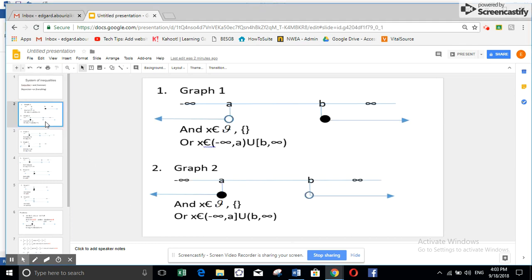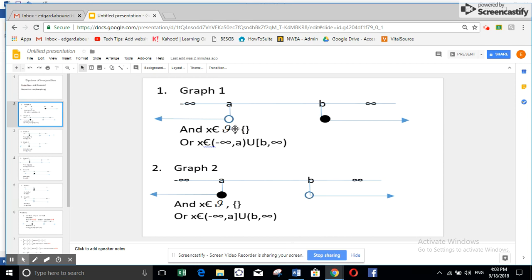Let us take the first graph. You have 8 different graphs you may get. Graph 1, suppose you have x less than a and x bigger or equal to b. For example, x less than 5 and x bigger or equal to 7. Do you have anything in common? As you can see, nothing in common because there's no intersection between the two, so it's an empty set.